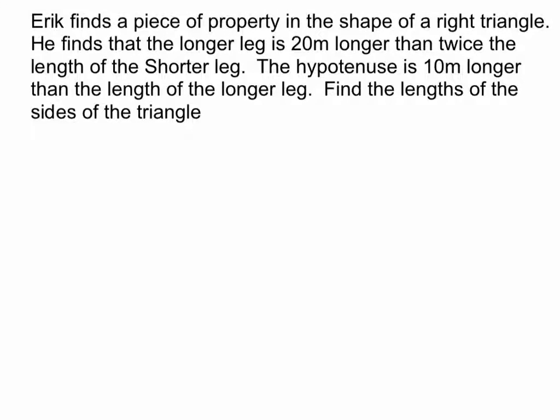Eric finds a piece of property in the shape of a right triangle. As soon as I see the word right triangle, I think the Pythagorean theorem: a squared plus b squared equals c squared, knowing that c is my hypotenuse.